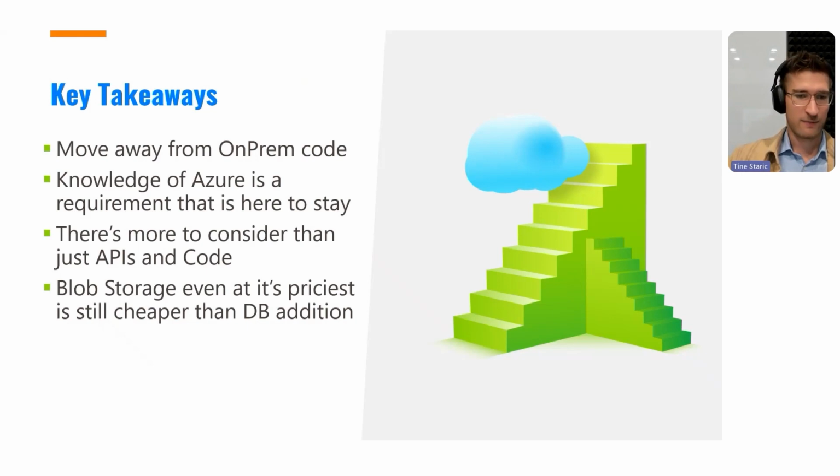And finally, blob storage, even at its priciest, is still cheaper than database editions. We've seen that 1 gigabyte of additional database size is $10. 100 gigabytes in hot storage is $22. So blob storage is the cheaper option there.